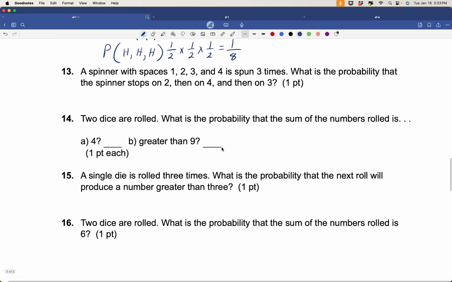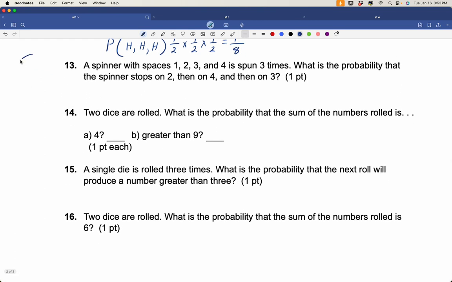So now let's look at 13. We've got a spinner, and it's got 4 spaces on the spinner: 1, 2, 3, and 4. Here's our little arrow. We're going to spin. We're asking, what is the probability that the spinner stops on 2, then on 4, then on 3? We're going to assume that this is a fair spinner. It's not weighted in any kind of way, which means everything has an even and equal chance.